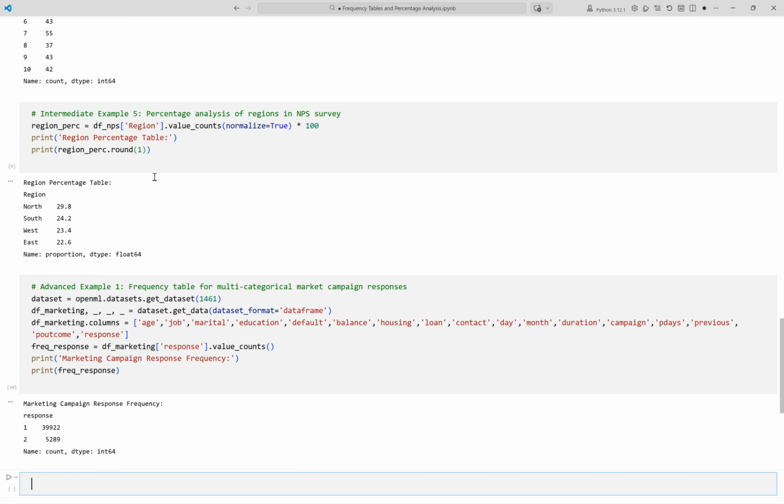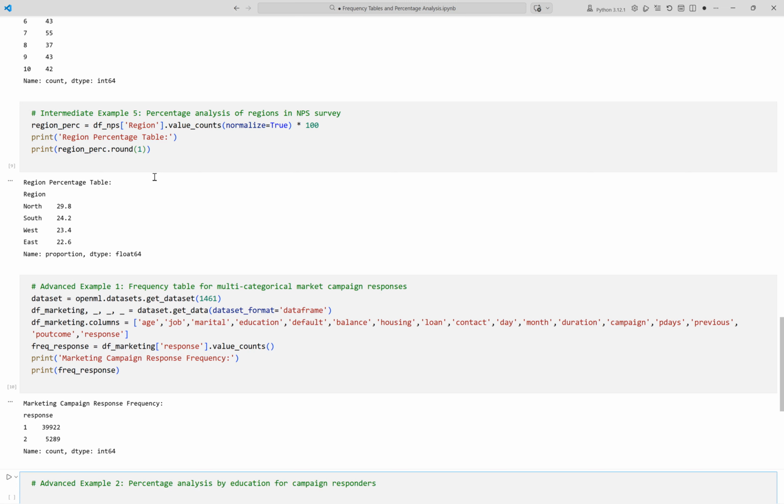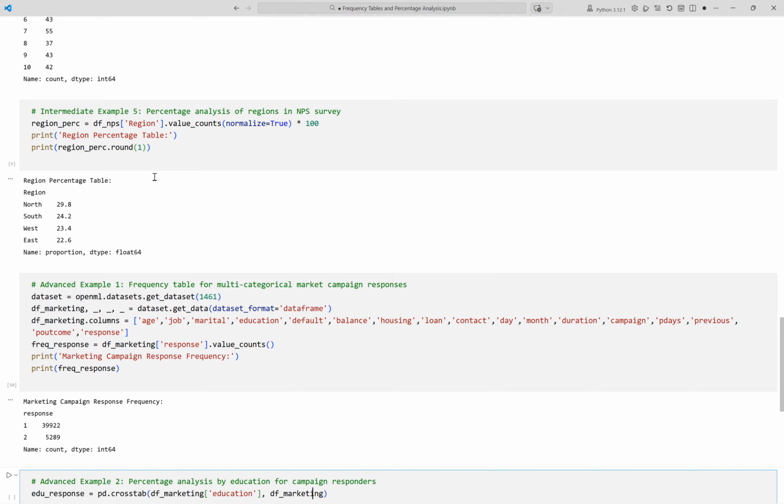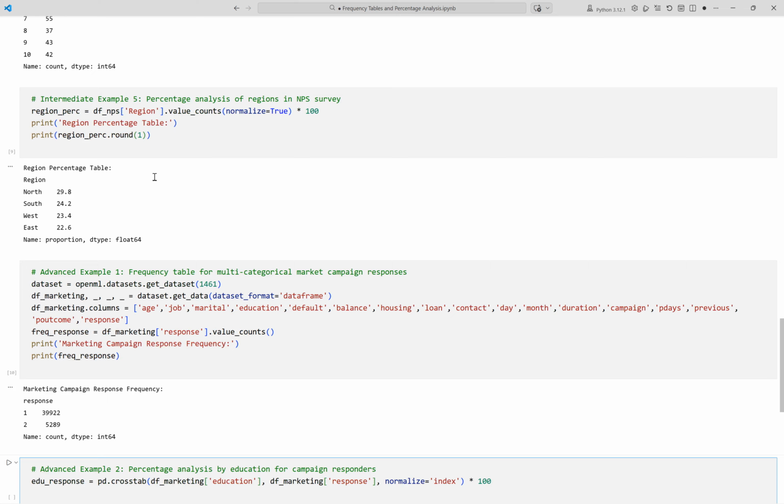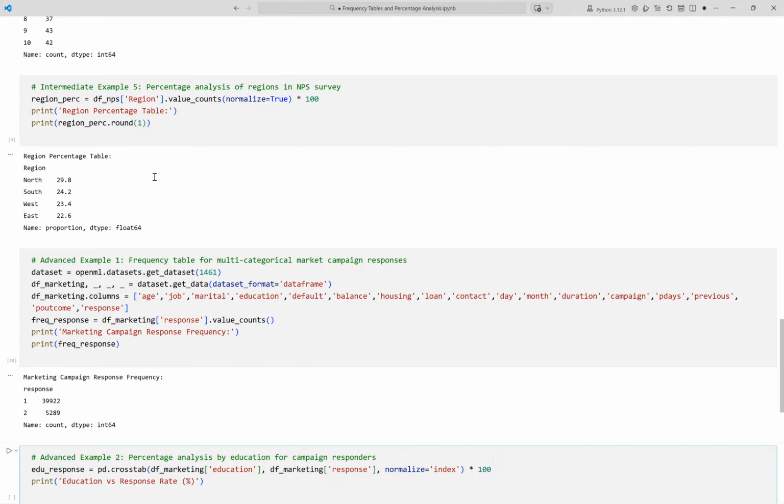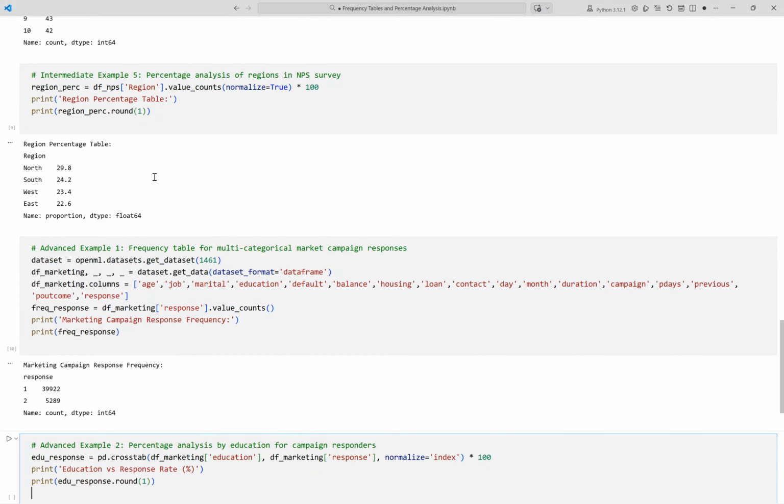Different education levels respond to marketing campaigns differently. We cross-tabulate education and campaign response. We create a normalized cross-tab to show, per education category, the percentage that responded yes or no. We print the percentage response rates by education. We round results for presentation.